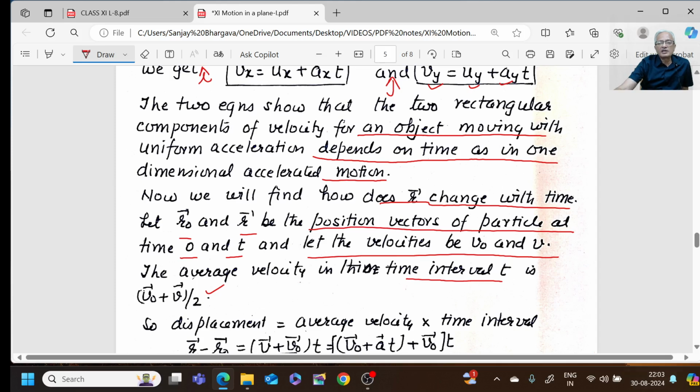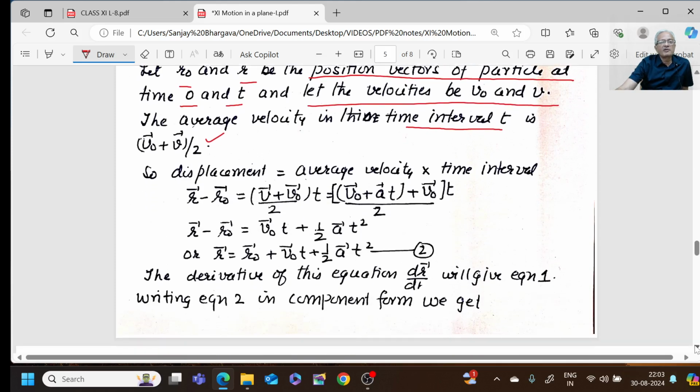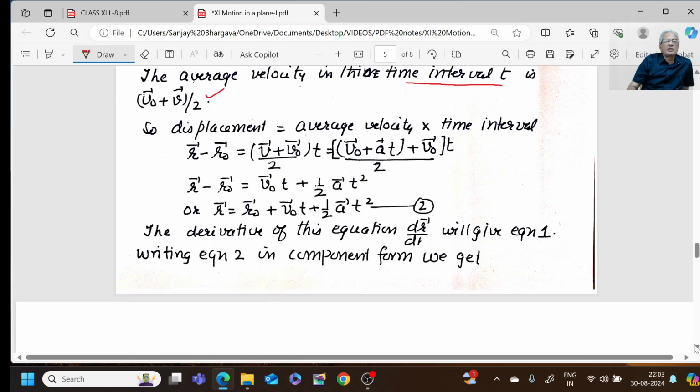How do we calculate displacement? So displacement would be given by average velocity into time interval. So r minus r0 is equal to v plus v0 upon 2, that is average velocity, into time. Now v can be written as v0 plus at.